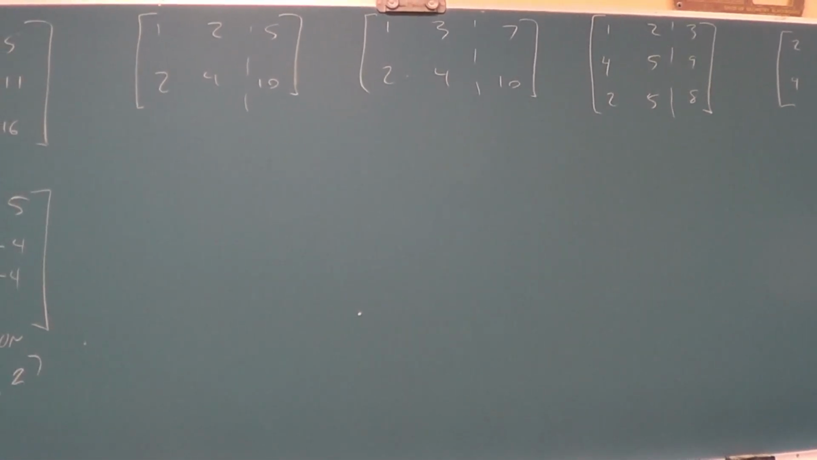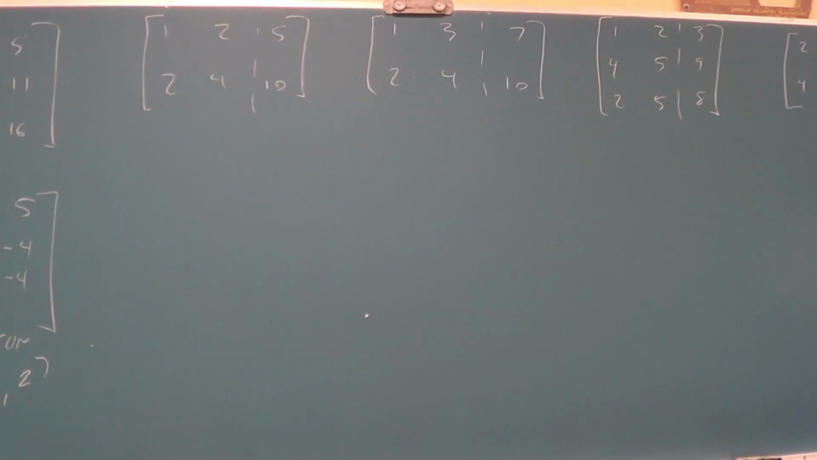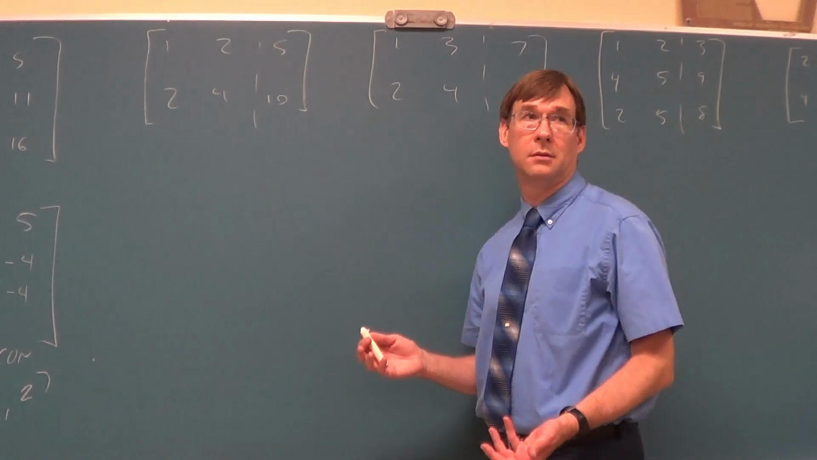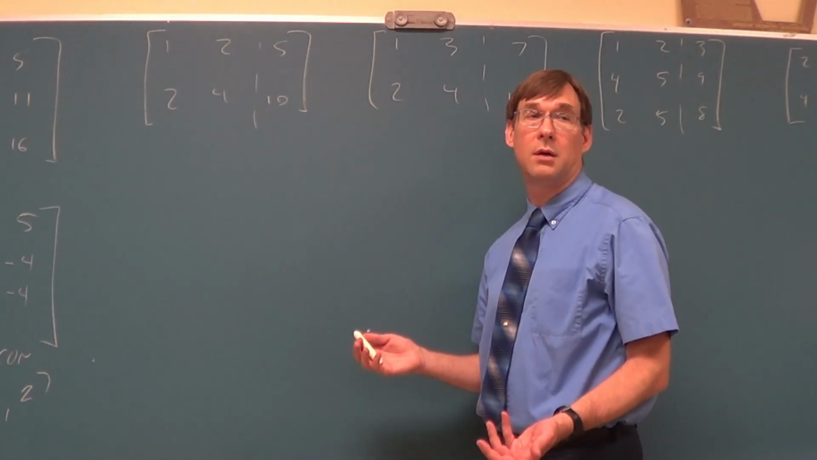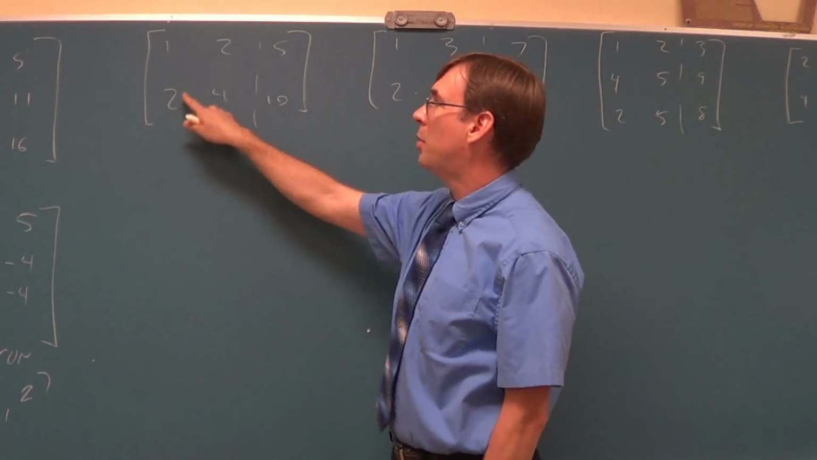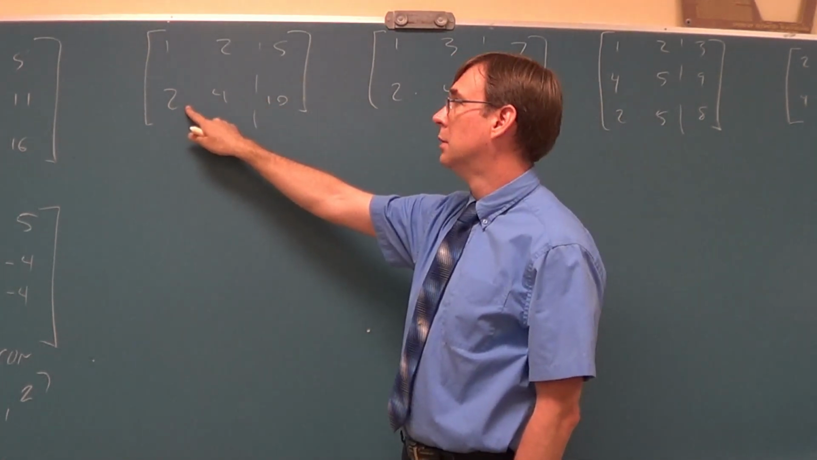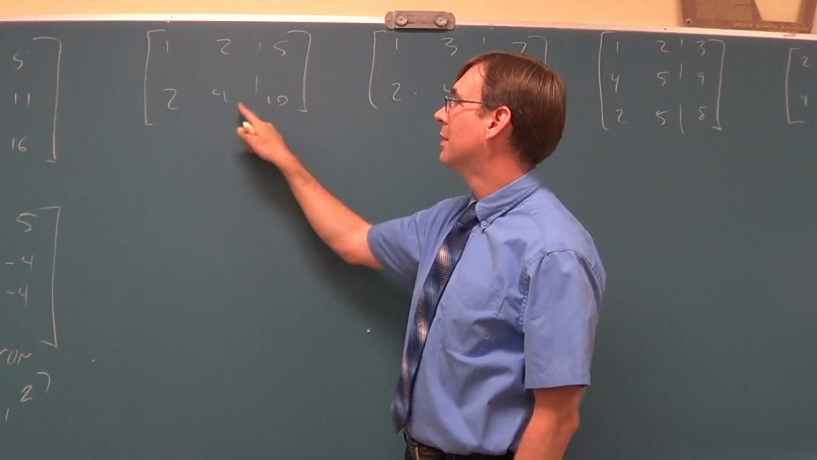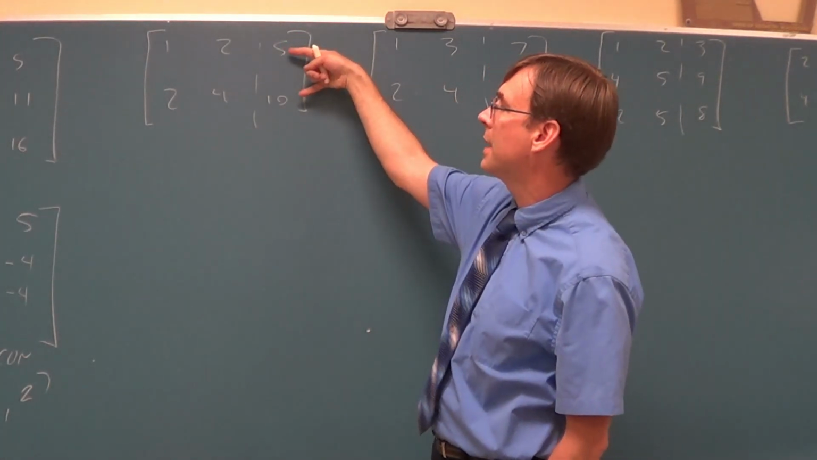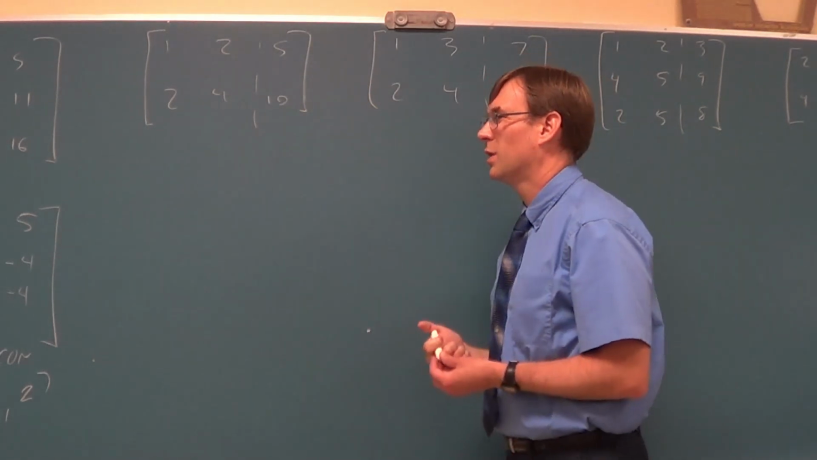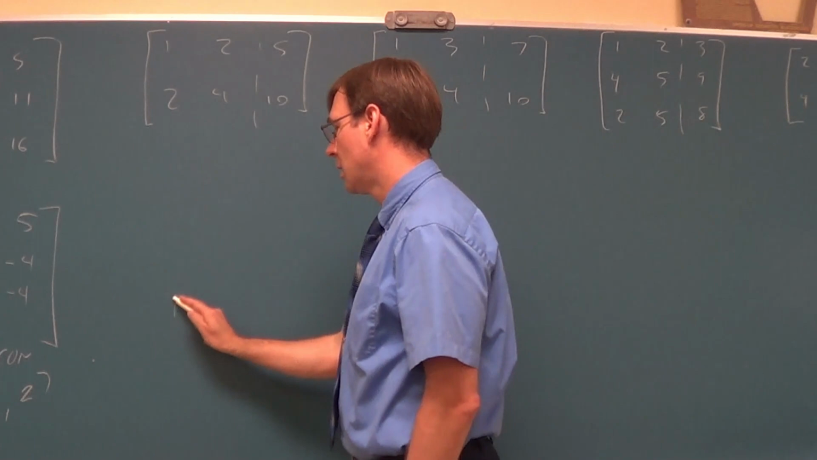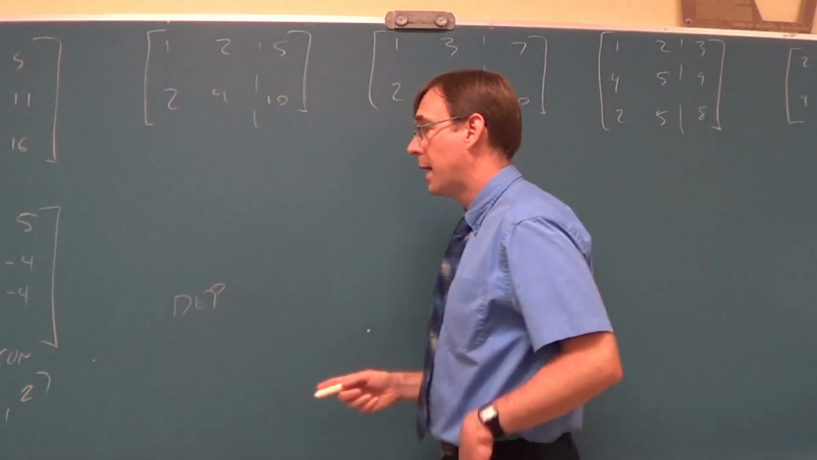So before we even get going on this next one, can anybody recognize anything without even doing any work? Yeah, I just took this one and I multiplied by 2 and I made that one. So this isn't anything new. This is just a variation of that one. These two are really the same exact equation. So what does that make the system be? Dependent.